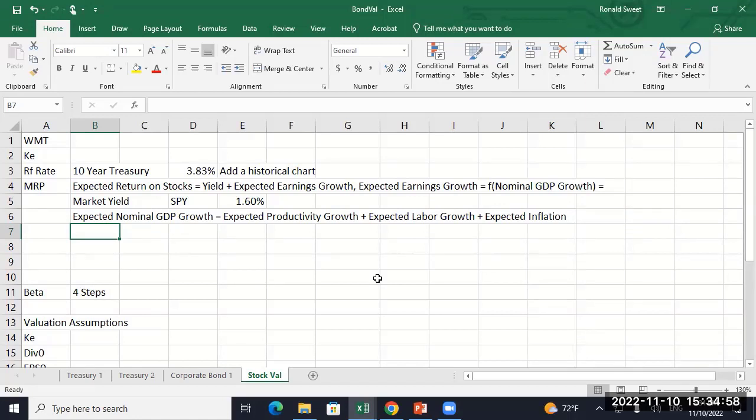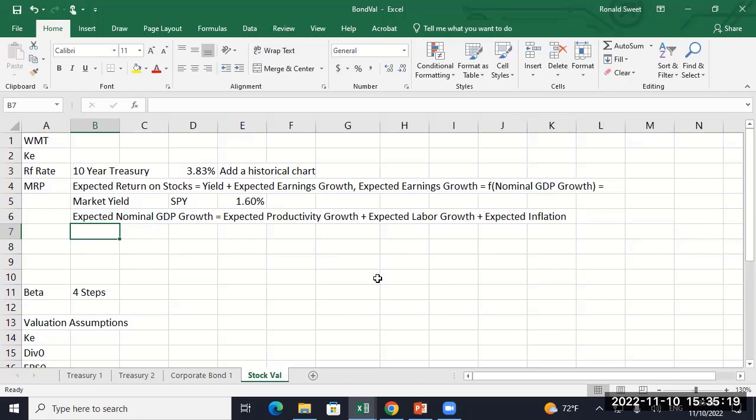Labor growth, I have a chart on that. It's been really, really low for the last couple of decades. It's bounced back fairly strongly since COVID. It's not massive growth. You got baby boomers retiring, all that kind of thing. So you're probably going to be in the 0 to 1% there. It's unlikely you're going to get greater than 1%.